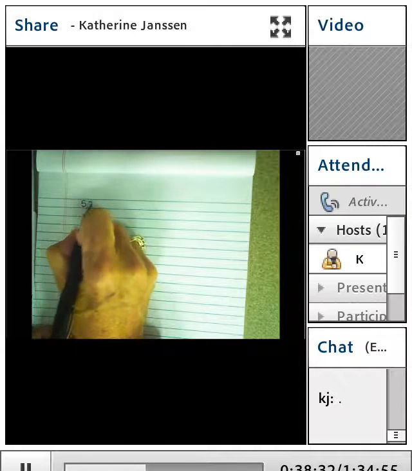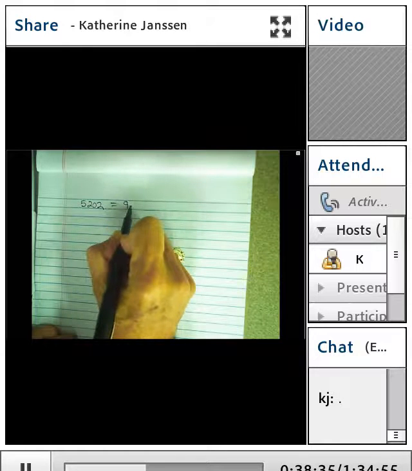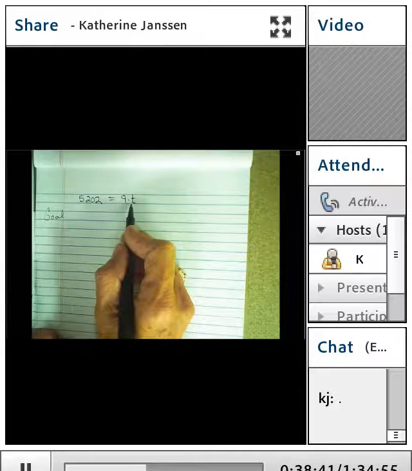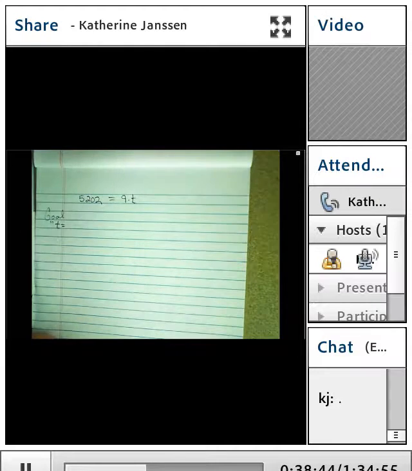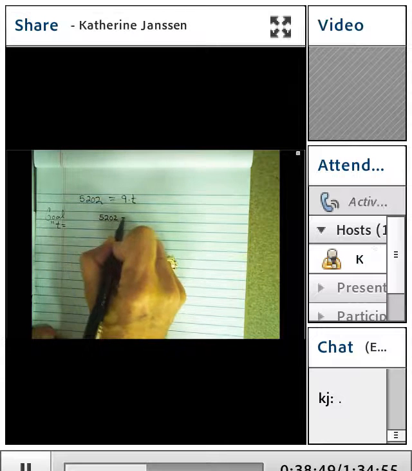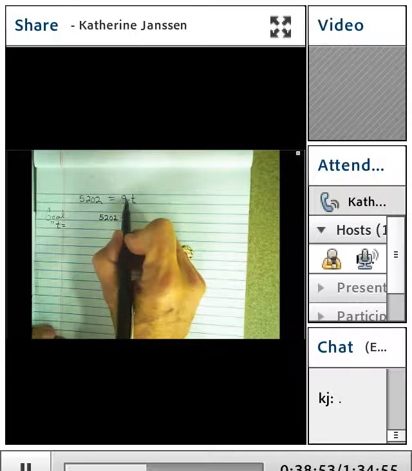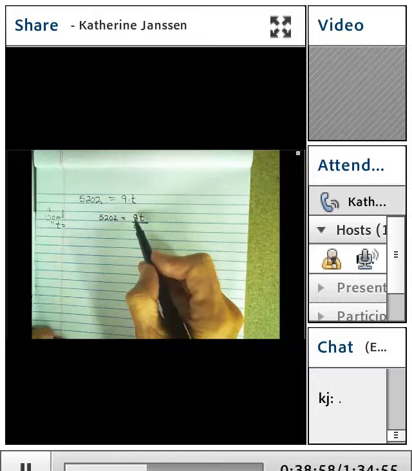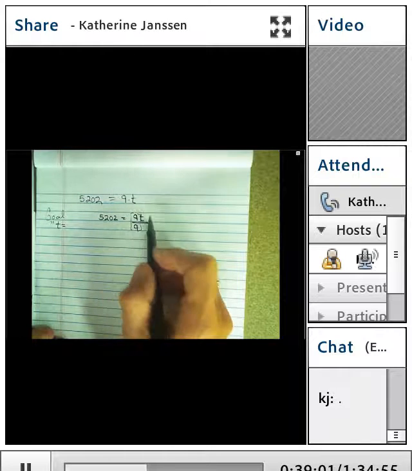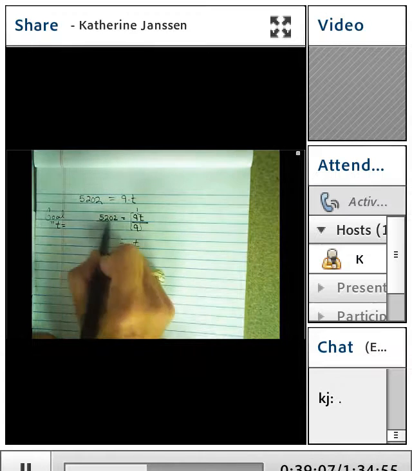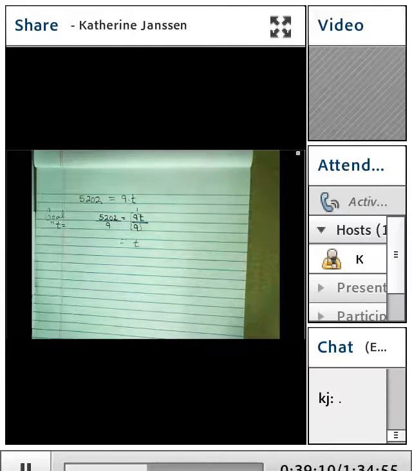Page 51, example 9, 5,202 equals 9 times t. We're supposed to solve. So my goal is, in this case, my variable is t, so I want to isolate t and be able to say t equals. t is tied up in multiplication, so if I divide 9t by 9, 9 over 9 is, again, another name for 1. 1 times t leaves t. But if I divide one side of the equation by 9, I'll have to divide the other side of the equation by 9.